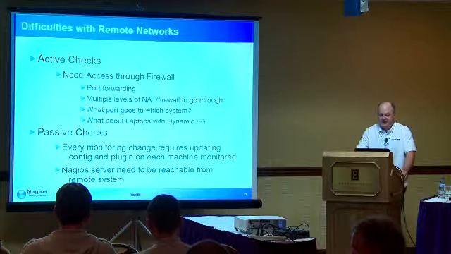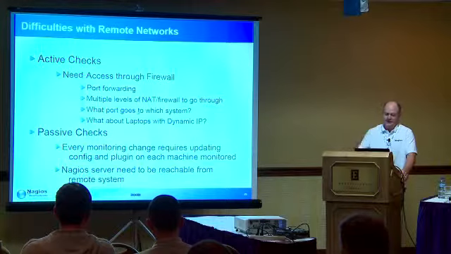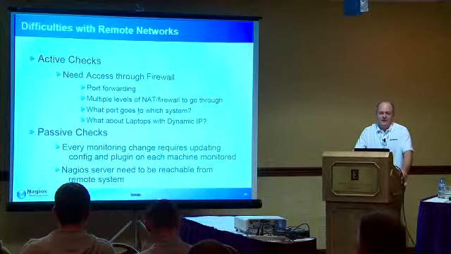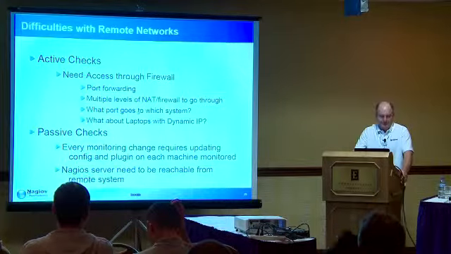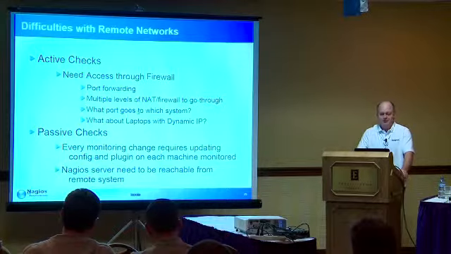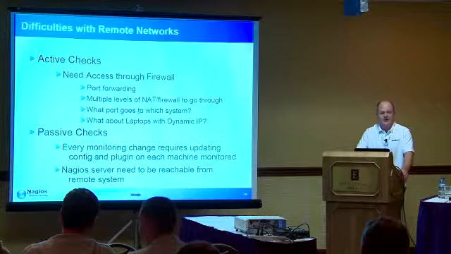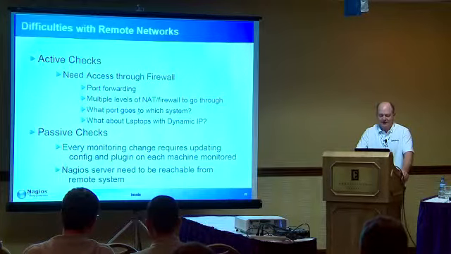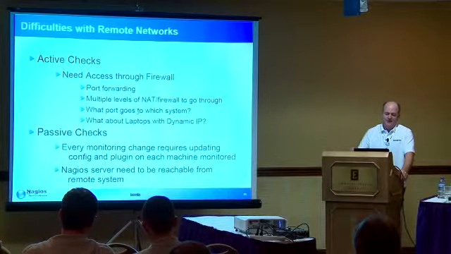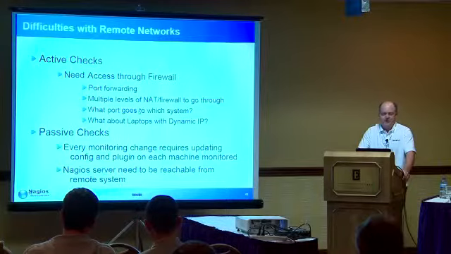With passive checks, every monitoring change requires an update to configuration. So if you were to set up passive checks with a traditional method, every time you need to change the configuration of the checks that you want to send back to the Nagios server, it requires logging into the individual machine and updating the configurations that you're sending back. For the passive checks to work, the Nagios server obviously needs to be reachable from wherever the device is sending.